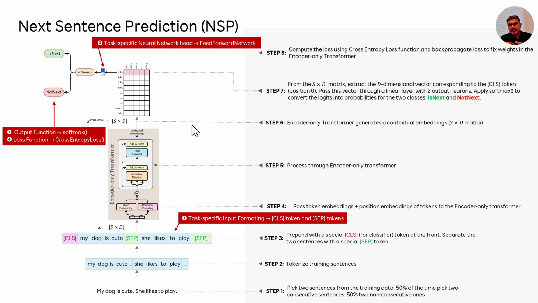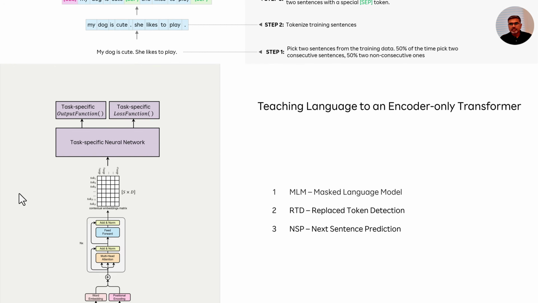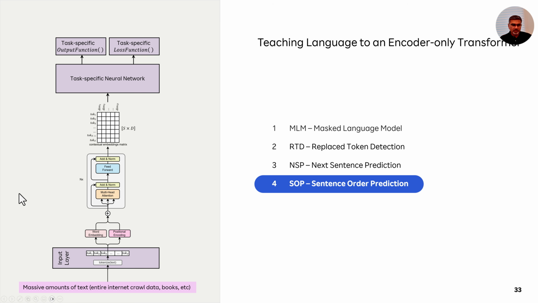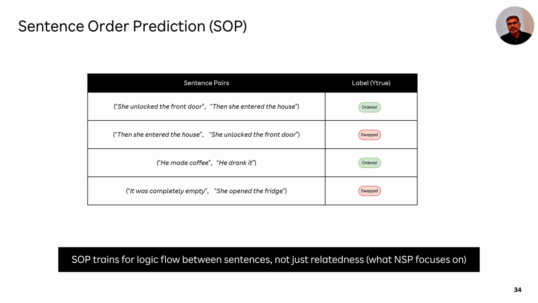And this you'll repeat again and again across multiple sentences, and it will learn how humans determine what sentences should follow each other or not. Okay, that is next sentence prediction. Now, there's a fourth technique called sentence order prediction. Sentence order prediction is almost establishing a cause and effect kind of relationship between sentences.